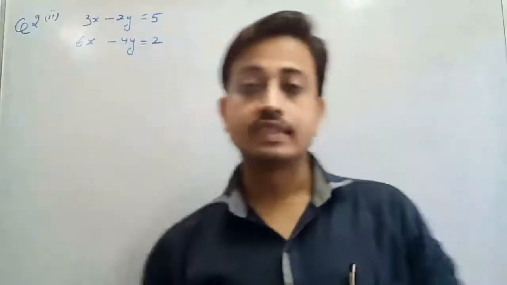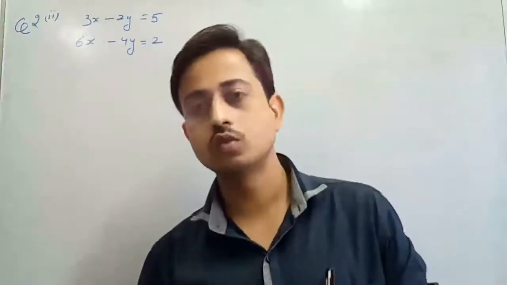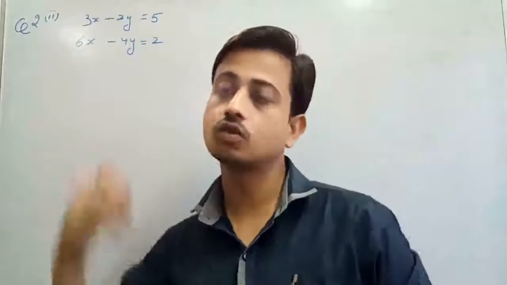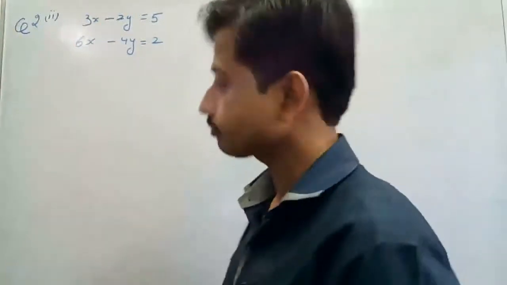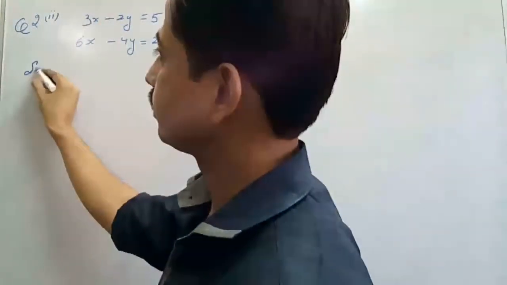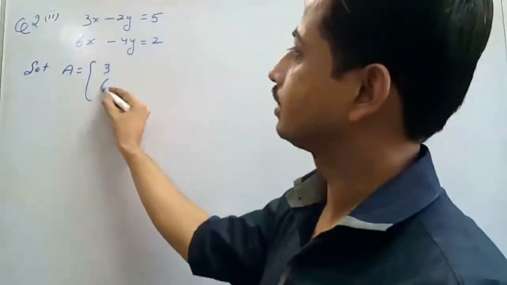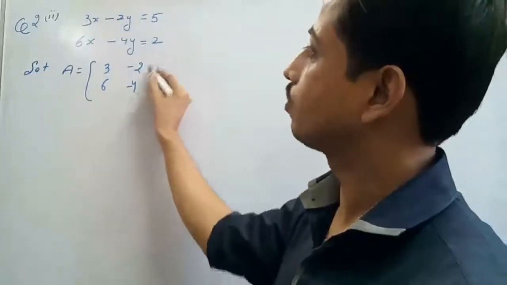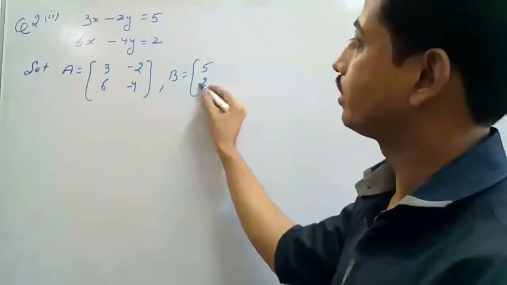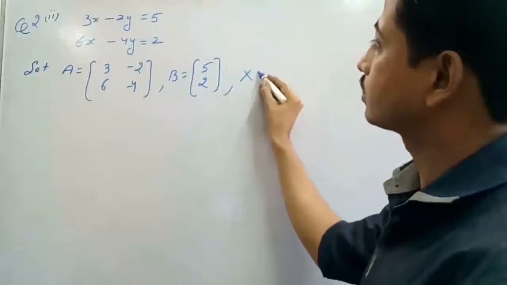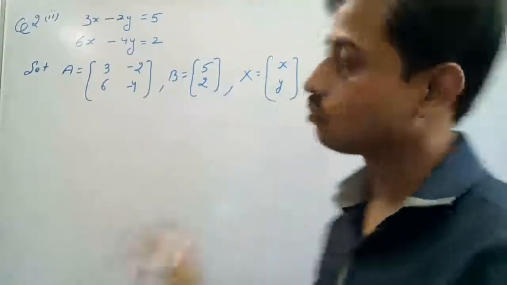Now this is your second question, second part. I'm not taking the first part, because the first part gives a unique, consistent solution, but this question is something different. So you have to solve it. I'm going to take the second part. Step one: we have to write the matrices. A is the coefficient matrix: 3, 6, minus 2 and minus 4. The B matrix is the constant matrix: 5 and 2. X is the variable matrix, with variables X and Y.